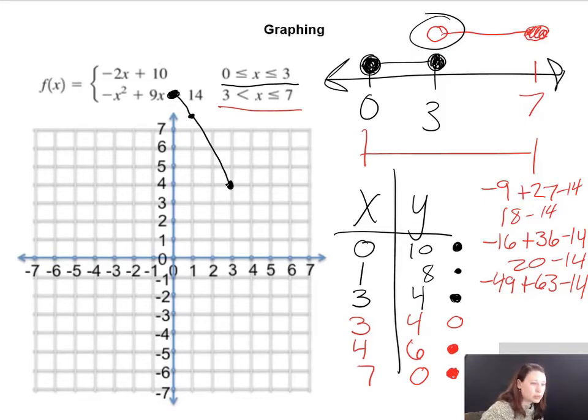Okay, now the next ones. We have 3, 4 with an empty circle. Well, we already have it there. If you want, you can just put an empty circle around it. That's fine. It doesn't matter to me. It won't matter to Alex.